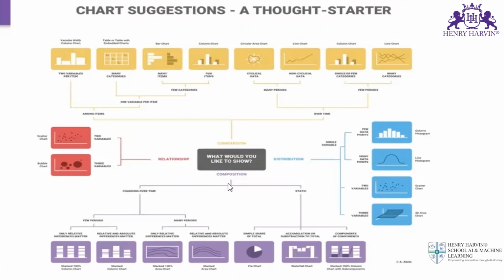If you want to show the composition of your data, it can be over a period or on a static basis. If it is on a static basis, you can use pie charts. Then there is waterfall chart and stacked column charts. If you are showing changes over the time, for that you can use column charts, stacked column charts, and stacked area charts. If you are showing a relationship between data, it can be two variables or three variables. If there are two variables, you can always use scatter chart for that. And if there are more than two variables, for that you can use bubble chart.